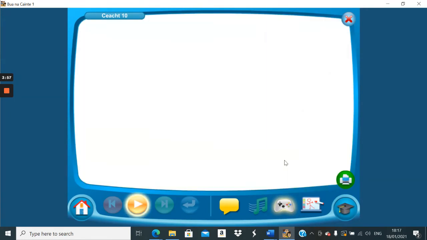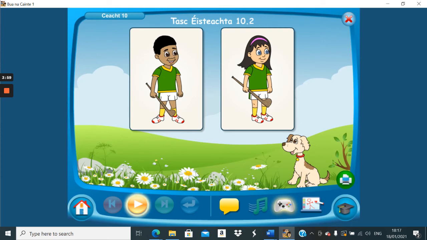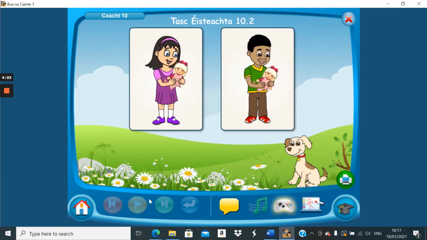Let's have a go at the second activity. Bígí ag éisteacht. Bhí babóg aici. Is it he or she that had the babóg, the doll? Let's listen again. Really listen closely this time.